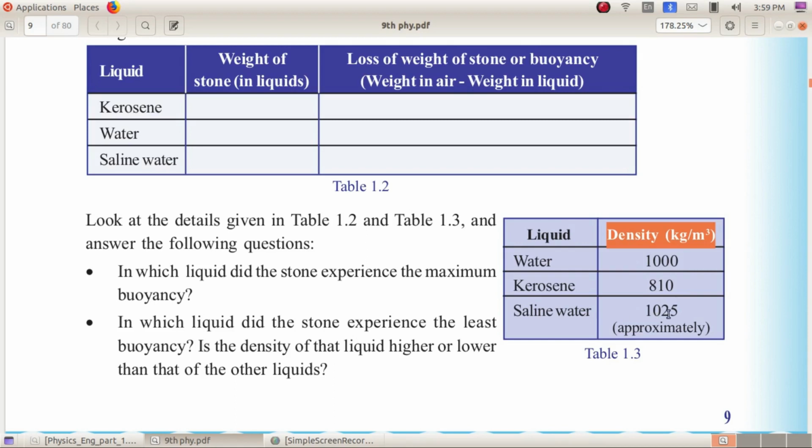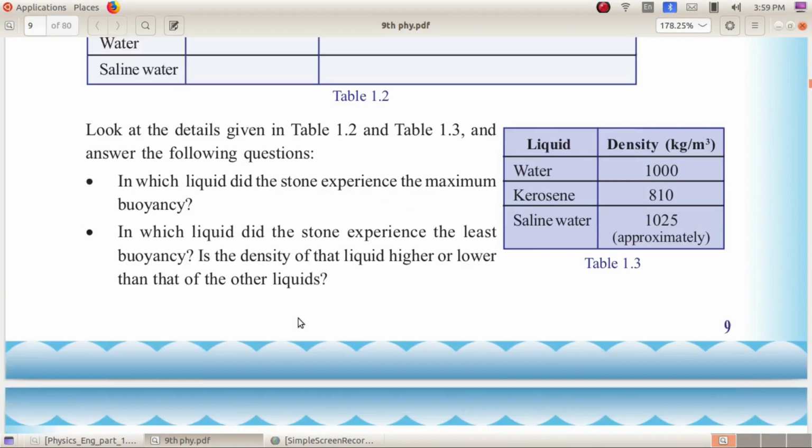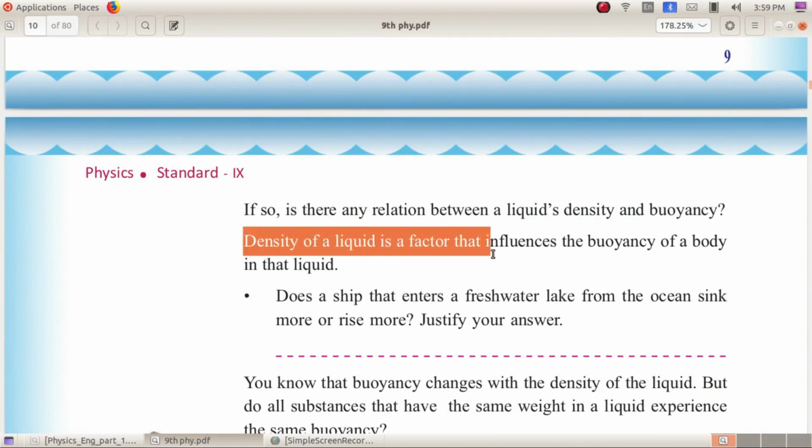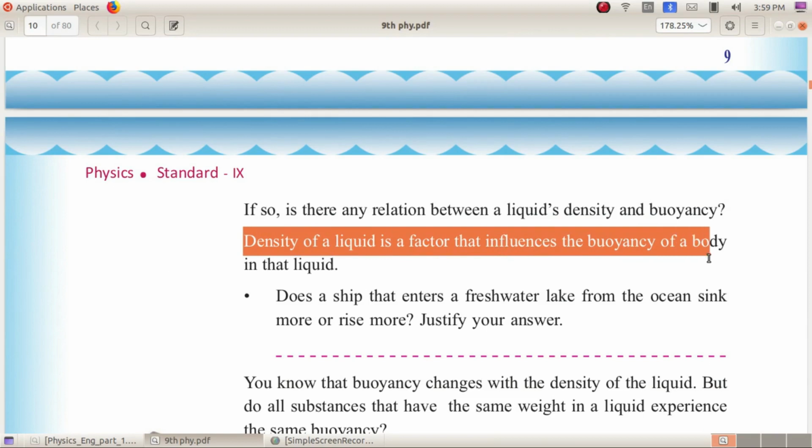Now, the masses of the copper and iron blocks are the same because their weights are the same. But are their volumes the same? This is very important. That is, the masses of the copper and iron blocks are the same, because their weights are the same. But their volumes are not the same. The iron block has more volume and the copper block has less volume.